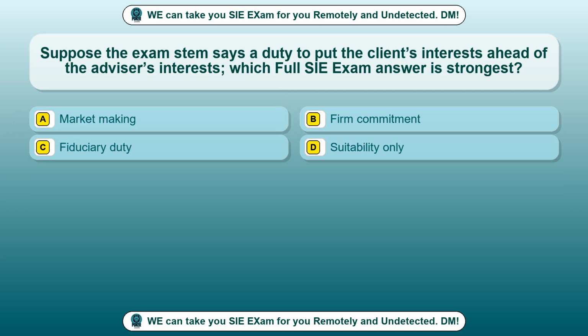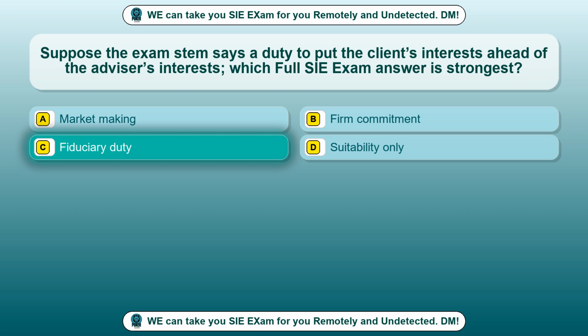Question 54. Suppose the exam STEM says a duty to put the client's interests ahead of the advisor's interests. Which full SIE exam answer is strongest? Option A, market making. Option B, firm commitment. Option C, fiduciary duty. Option D, suitability only. The correct answer is option C, fiduciary duty.